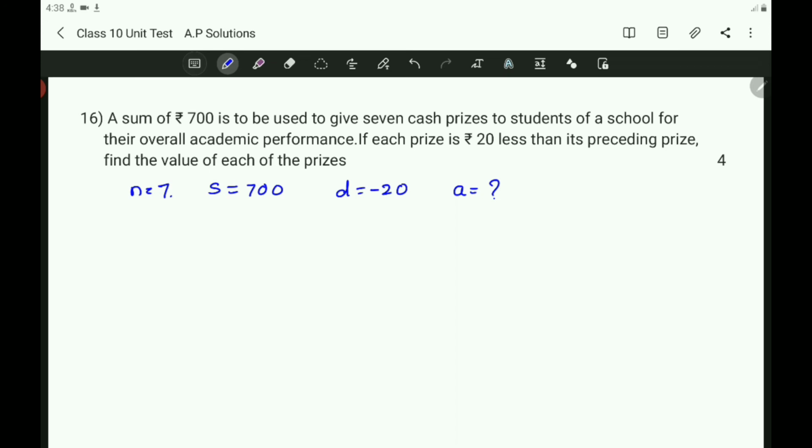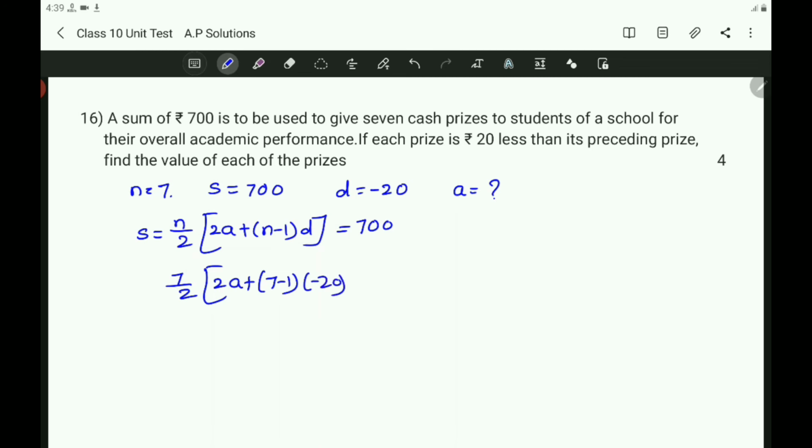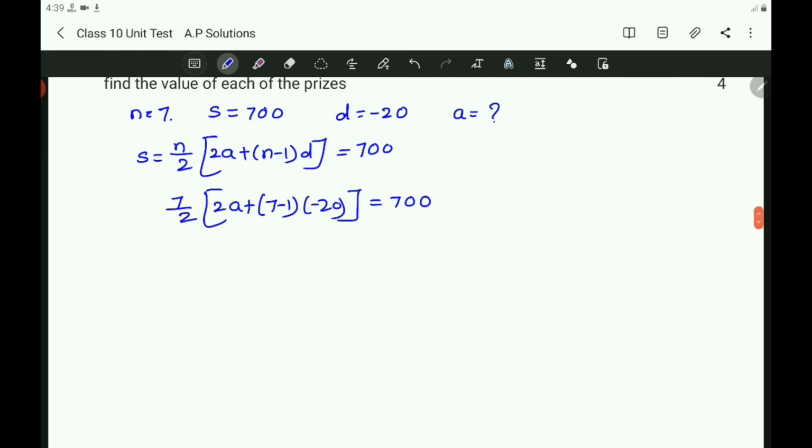Now you write the formula for S. S equals n by 2 into 2A plus n minus 1 into D, equals S is 700. So you write 700 here. Then n is 7. 7 by 2 into 2A plus 7 minus 1, D value is minus 20, equals 700. Then you transfer this to the RHS. So you write 2A plus 7 minus 1 is 6, into minus 20, that equals, if it is transferred to RHS, it becomes 700 into 2 by 7. 7 comes to the denominator and 2 comes to the numerator.